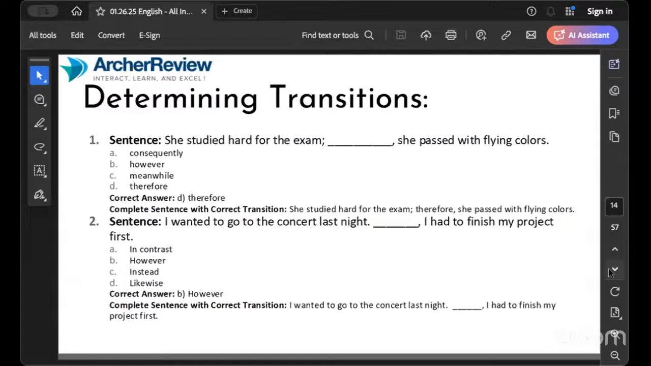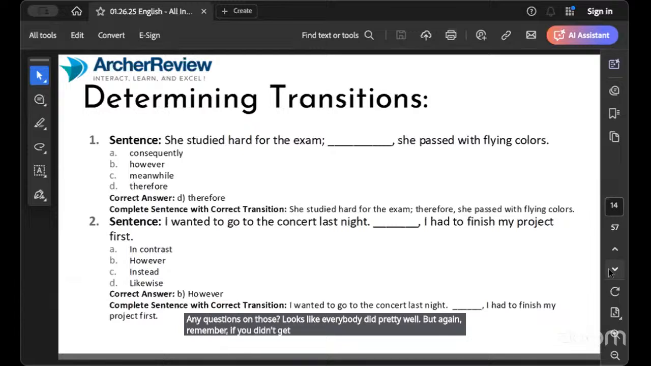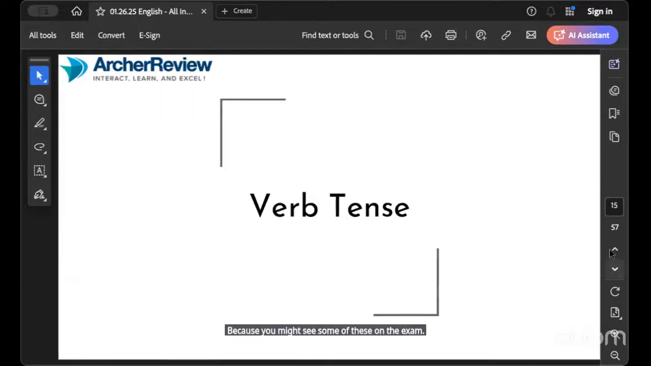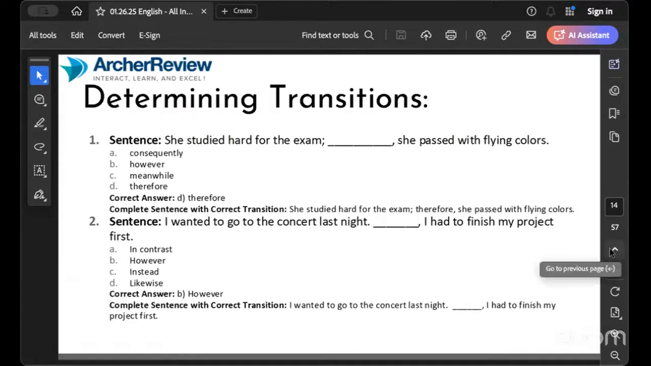All right, any questions on those? Looks like everybody did pretty well. But remember, if you didn't get them exactly right, that's okay because we just talked about these. Now you know this is something you might want to go back and hone in on because you might see some of these on the exam. Before we move on to verbs, any questions about these and what this concept is?